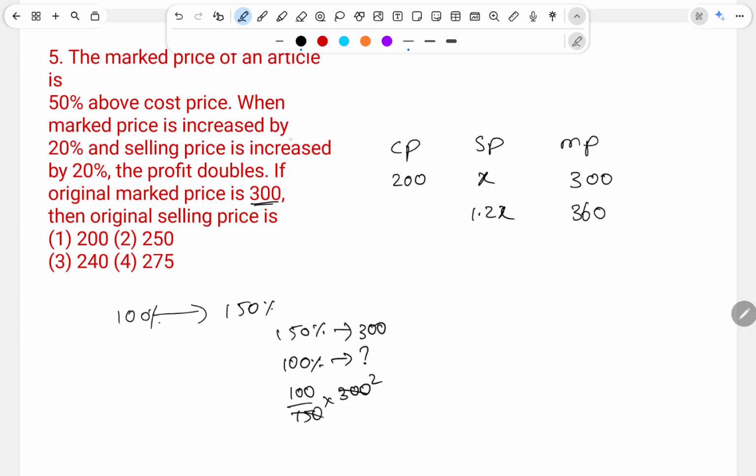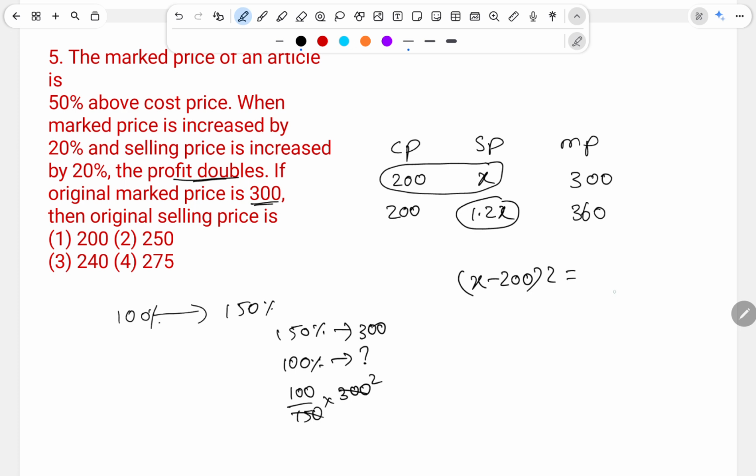So now here what they are saying is, when the market price is increased, the selling price is increased, and the profit becomes double, it seems. Profit becomes double. Okay. So what is profit? Initially the profit is X minus 200. Now this becomes double when this is increased.